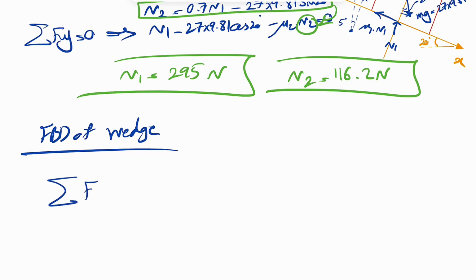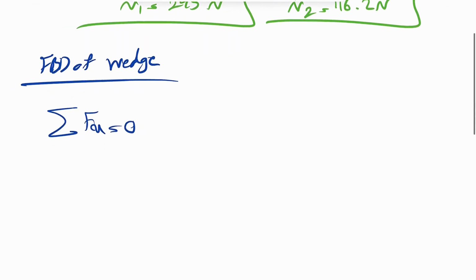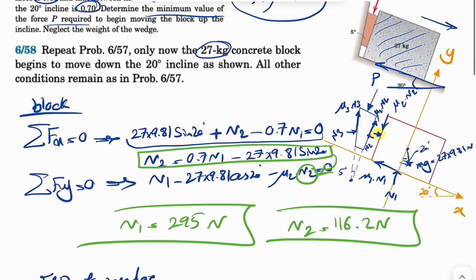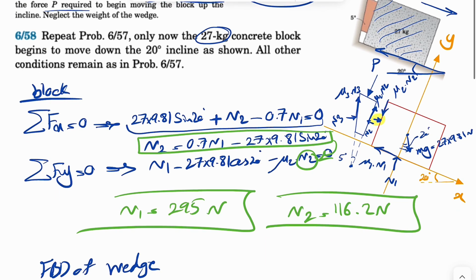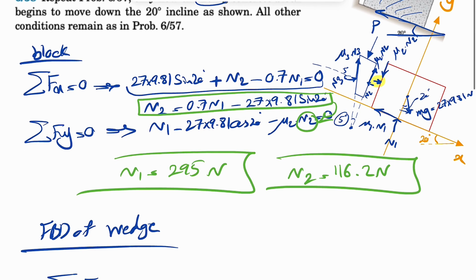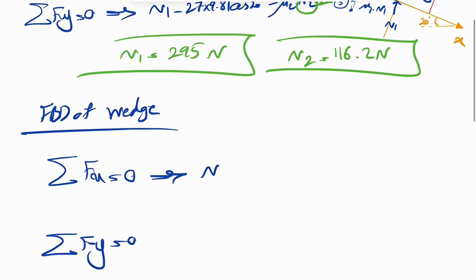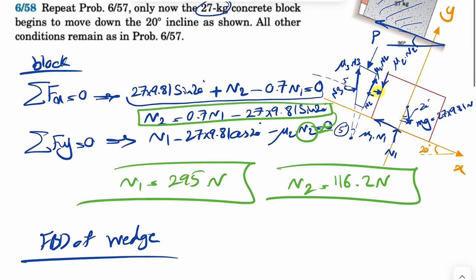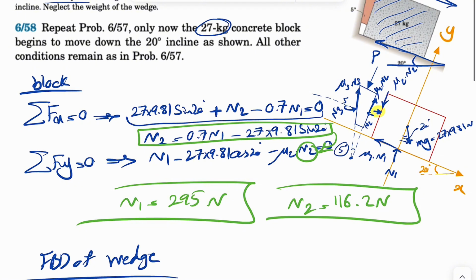But same thing, sum of all forces in X equals 0, and same for the Y. And if we do that for the X equation, we have this little angle right here between N3 and the X axis, which is the angle of the wedge. So it's 5 degrees here. And we know N3 cosine of 5 degrees would be the X component. And we have the friction also making that 5 degrees angle here.